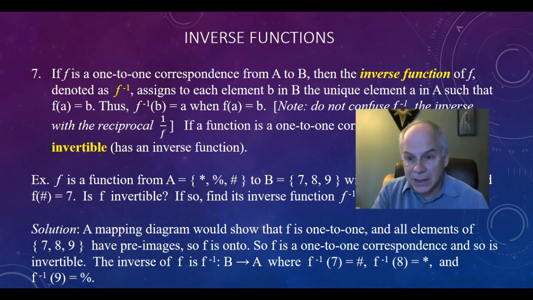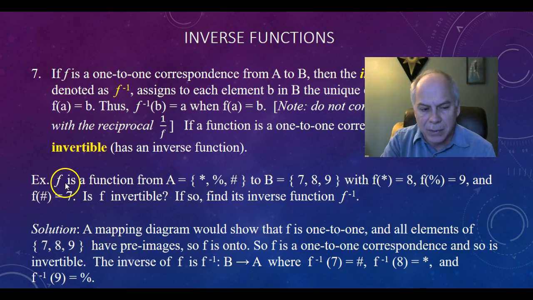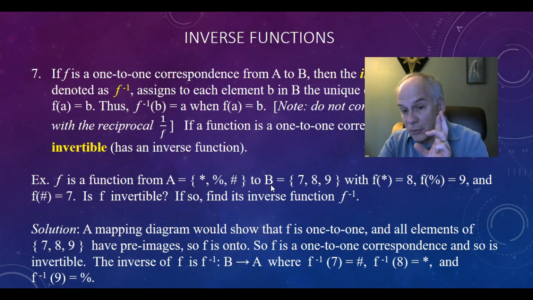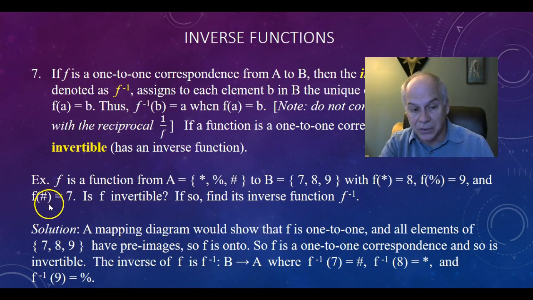So let's look at example 7. f is a function from set A, which is the asterisk, the percent sign, and the number symbol, or hashtag. So those three are the domain of the original function. And then set B is 7, 8, and 9. So f of asterisk is 8, f of percent is 9, and f of number symbol is 7.